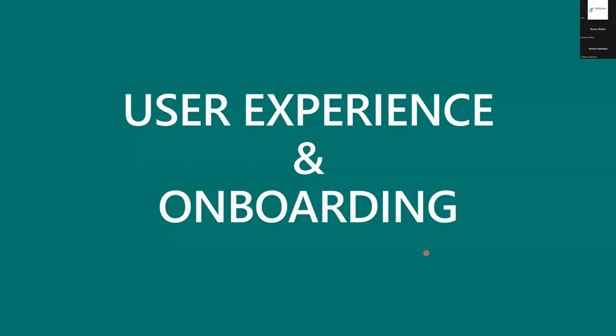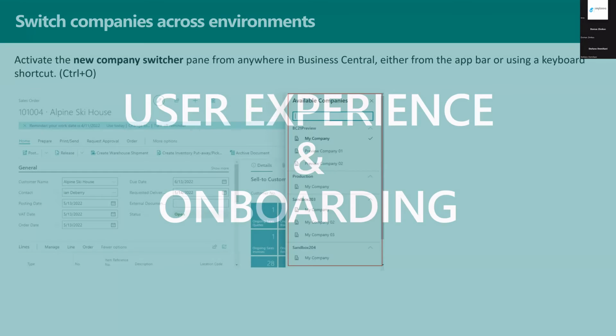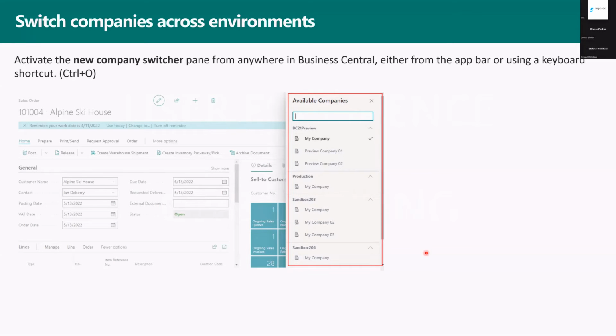There are also improvements related to user experience and onboarding. In the user experience, I think that one of the features that you start noting immediately is the new company switcher that is available anywhere in Business Central, directly from the application bar or using Control O with the keyboard. The new company switcher is advanced because it starts by listing all the available companies, and these companies are grouped by environment.